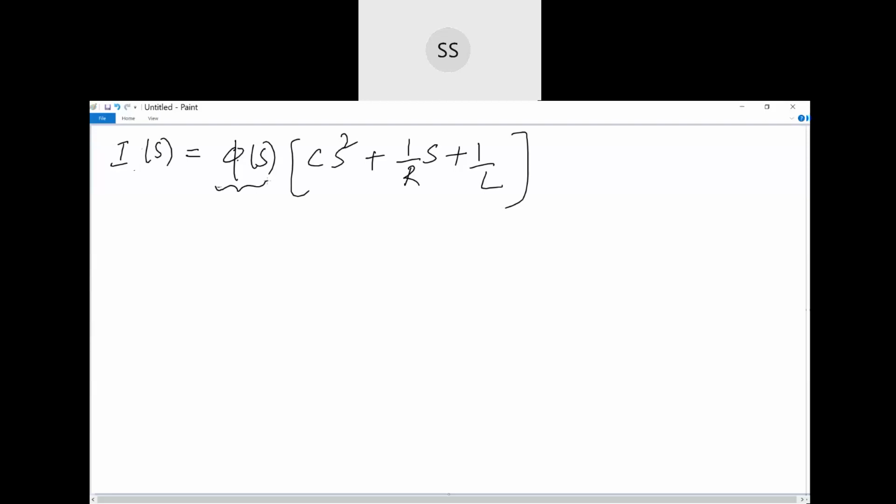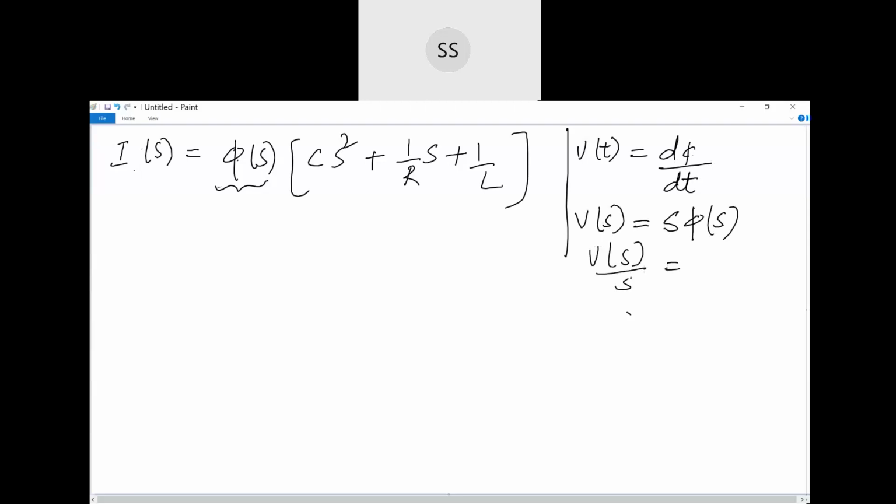Okay, so because we are writing the final analogous circuit on node basis where we have to represent the node voltage, we have to replace phi of s. So how to replace this? We know the relation V of t is nothing but d phi by dt, the rate of change of the flux. Taking the Laplace transform on this, V of s is equal to s into phi of s, or V of s by s is equal to phi of s. Now we have got the voltage component. Therefore, we will replace phi of s by V of s by s in this equation.